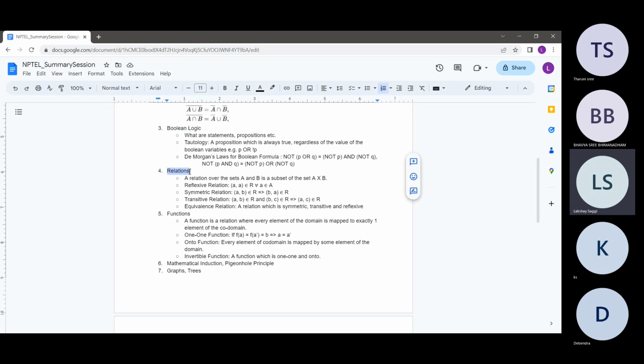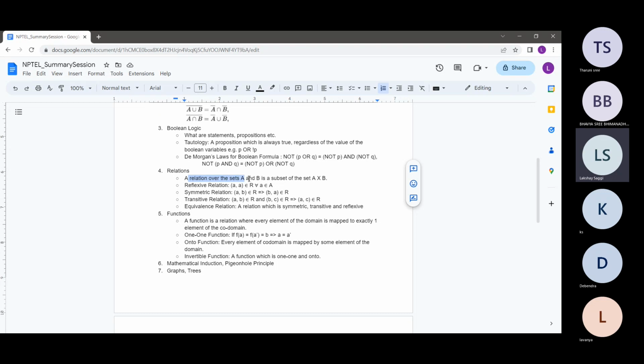So after this week three, which was based on Boolean logic, week four primarily focuses on relations. So what are relations? A relation over sets A and B is a subset of the set A cross B. Just take the set A cross B and take any subset. Any subset will correspond to a unique relation. That is the definition of a relation.